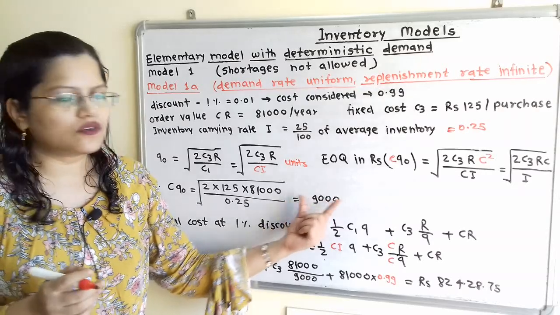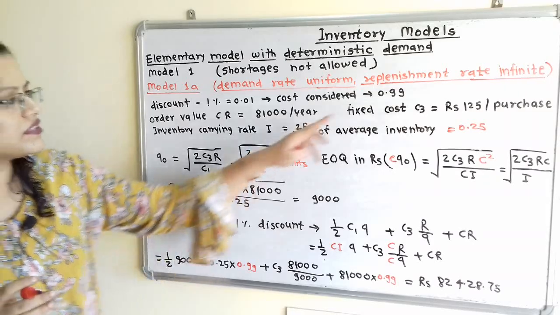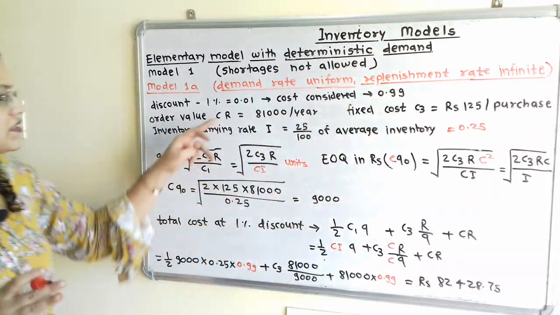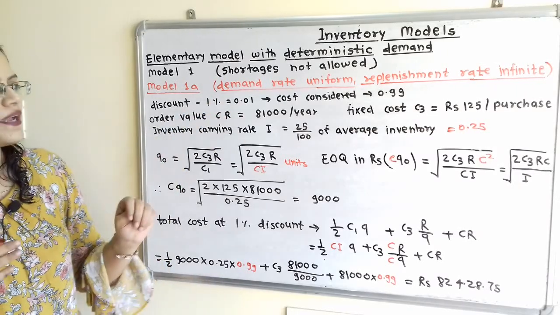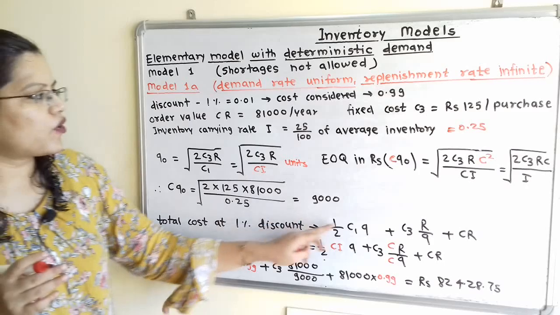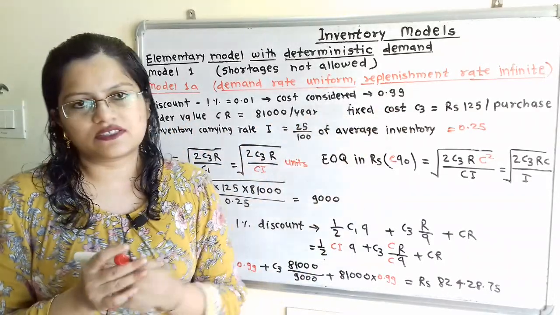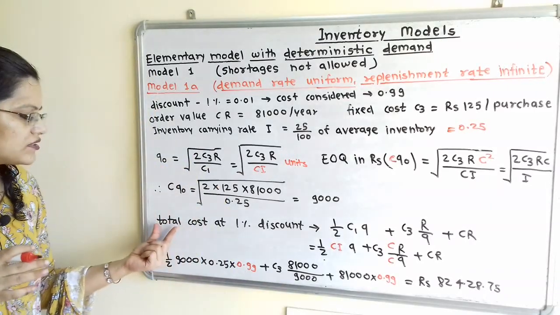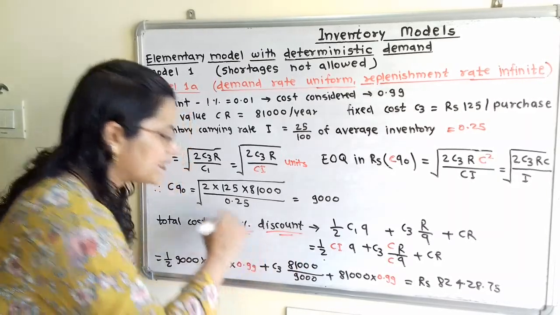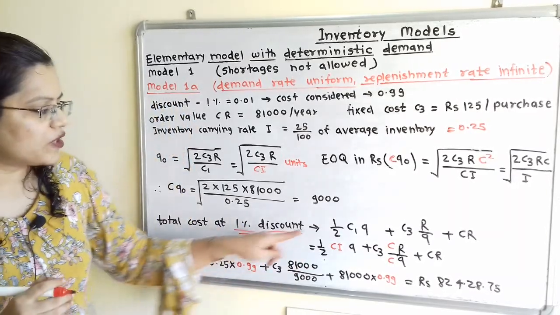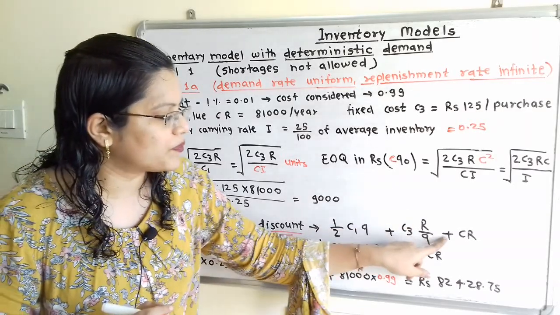So this is the cost only for the economic order quantity. Now we have to consider this fixed cost, and we have to consider this order value also. Now remember, this discount is applicable for this economic order quantity cost and this order value only. This is not applicable for the fixed cost. So how to calculate this cost? Total cost at 1% discount. Remember, here discount is applicable. So we have to use the formula 1 by 2 C1Q plus C3 R by Q plus CR.